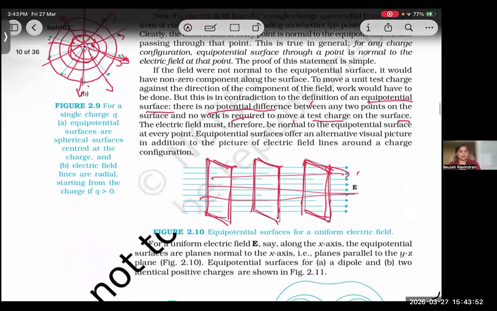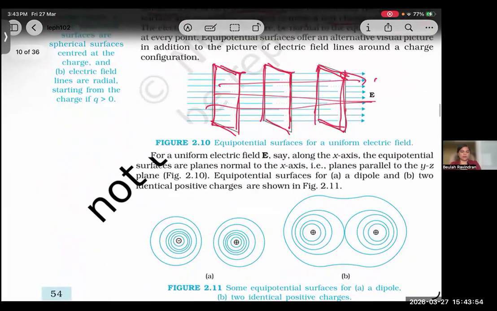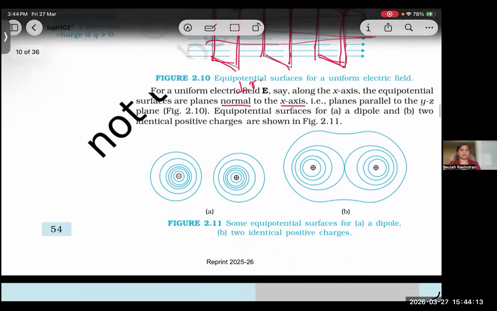Okay, so it is normal. Normal means perpendicular to the surface, like a plane normal through the x-axis. So equipotential surfaces are perpendicular to the field. Okay, and then we'll see now, these are all the equipotential surfaces.